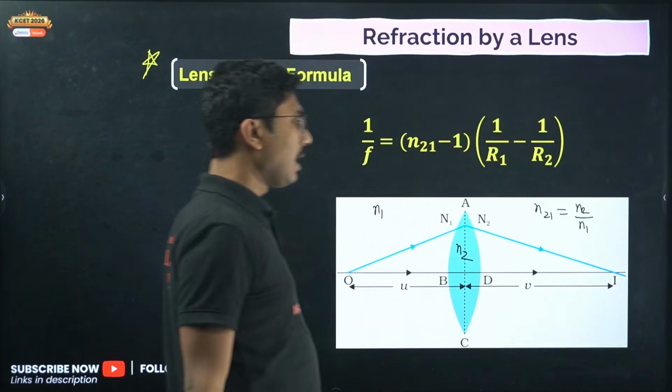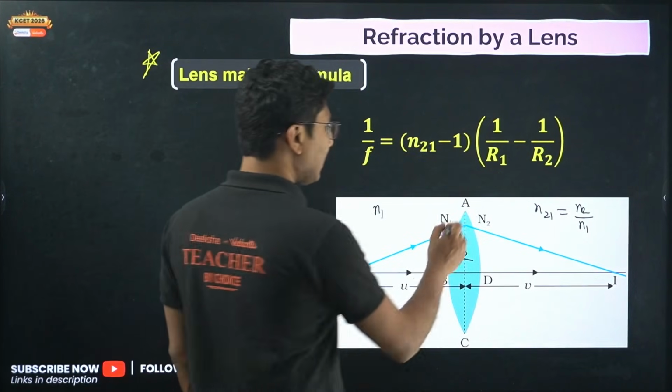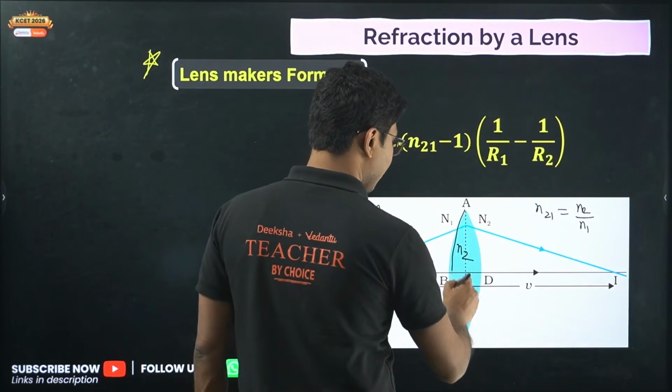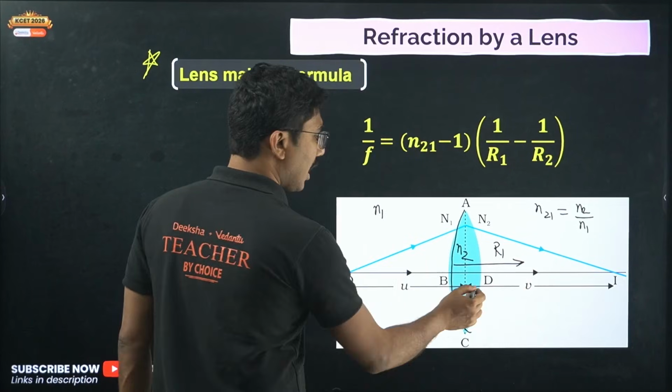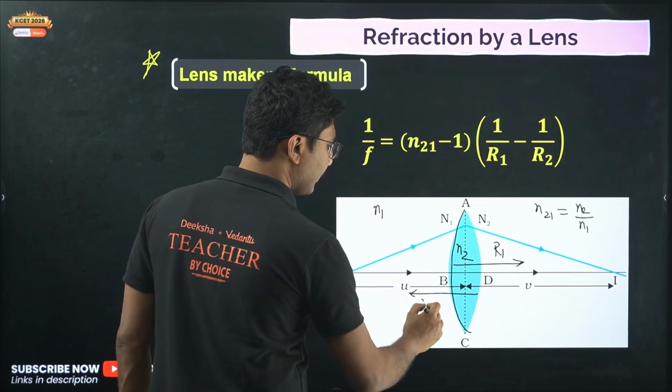This is fine. Now what is r1? r1 is the radius of curvature of this surface. And what is r2? r2 is the radius of curvature of the other surface.